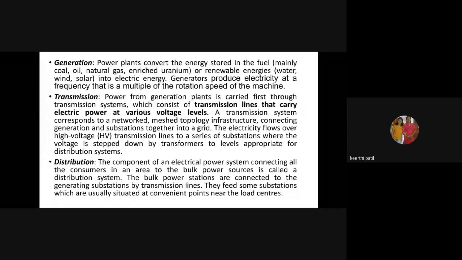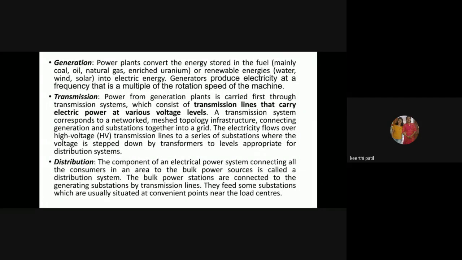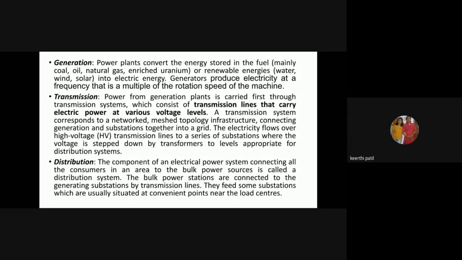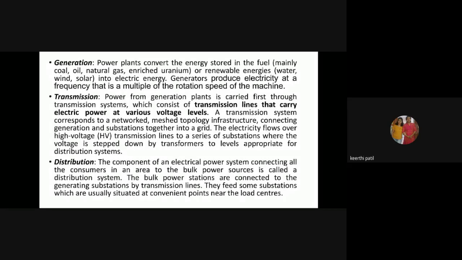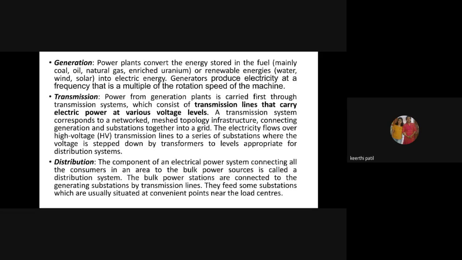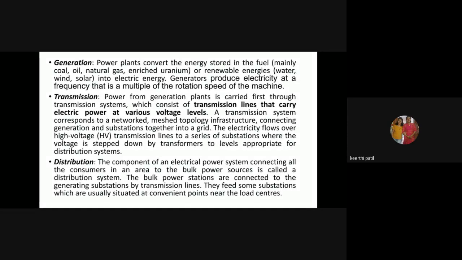So that part is the distribution part. Now there is something very important regarding this generation, transmission and distribution part. I'll just follow it up. Very important components of transmission and distribution are the service mains, the distribution feeders, or rather the feeders, and the substations. So these things are very important.